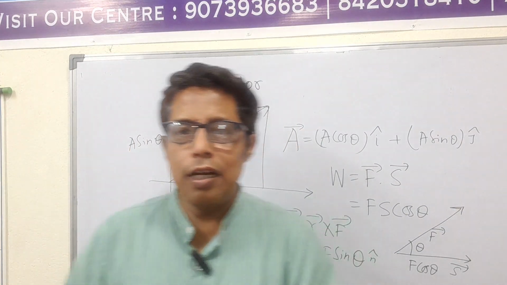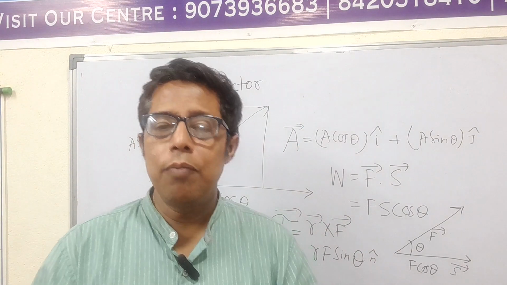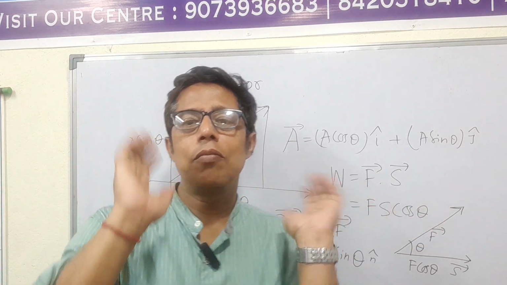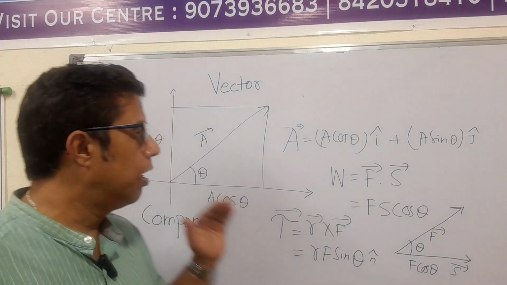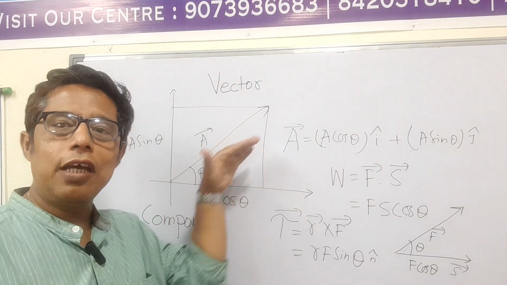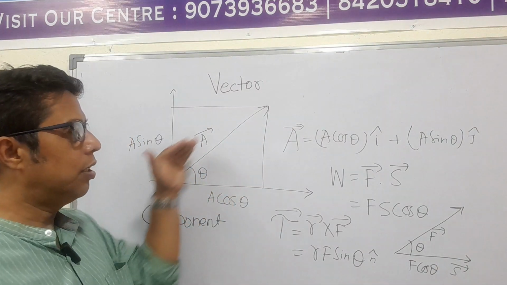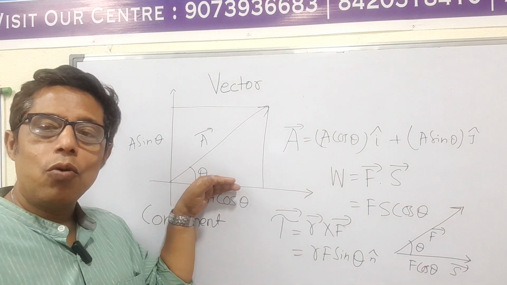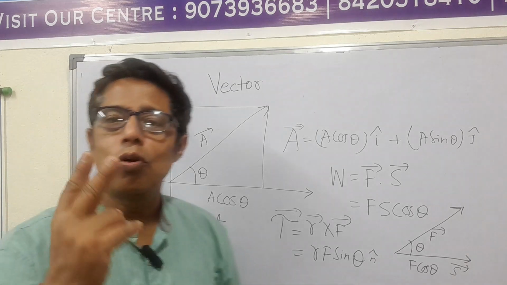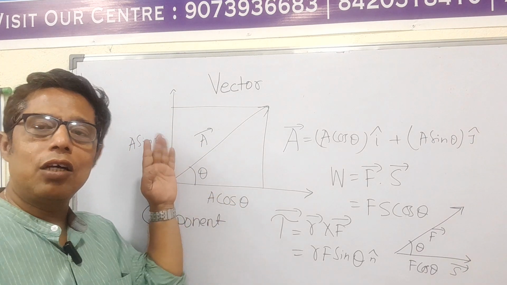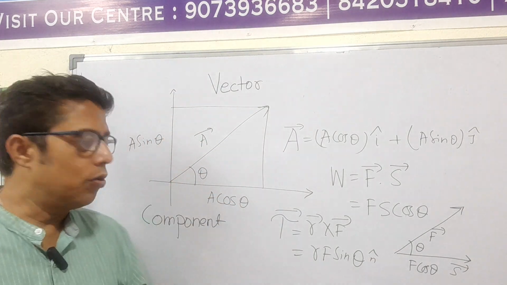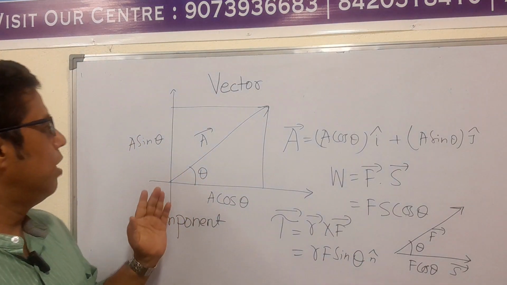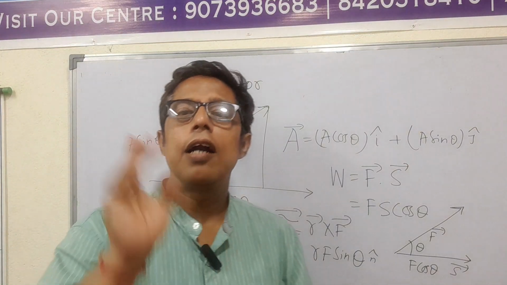Let me tell you one real example, projectile motion. In projectile motion, what happens? One is the vertical motion, another is the horizontal motion. Whenever we throw something with velocity u, making an angle theta with the ground, this u vector has two components. One is u cos theta, the other is u sin theta. So u cos theta manages the horizontal motion, right? And u sin theta manages the vertical motion.